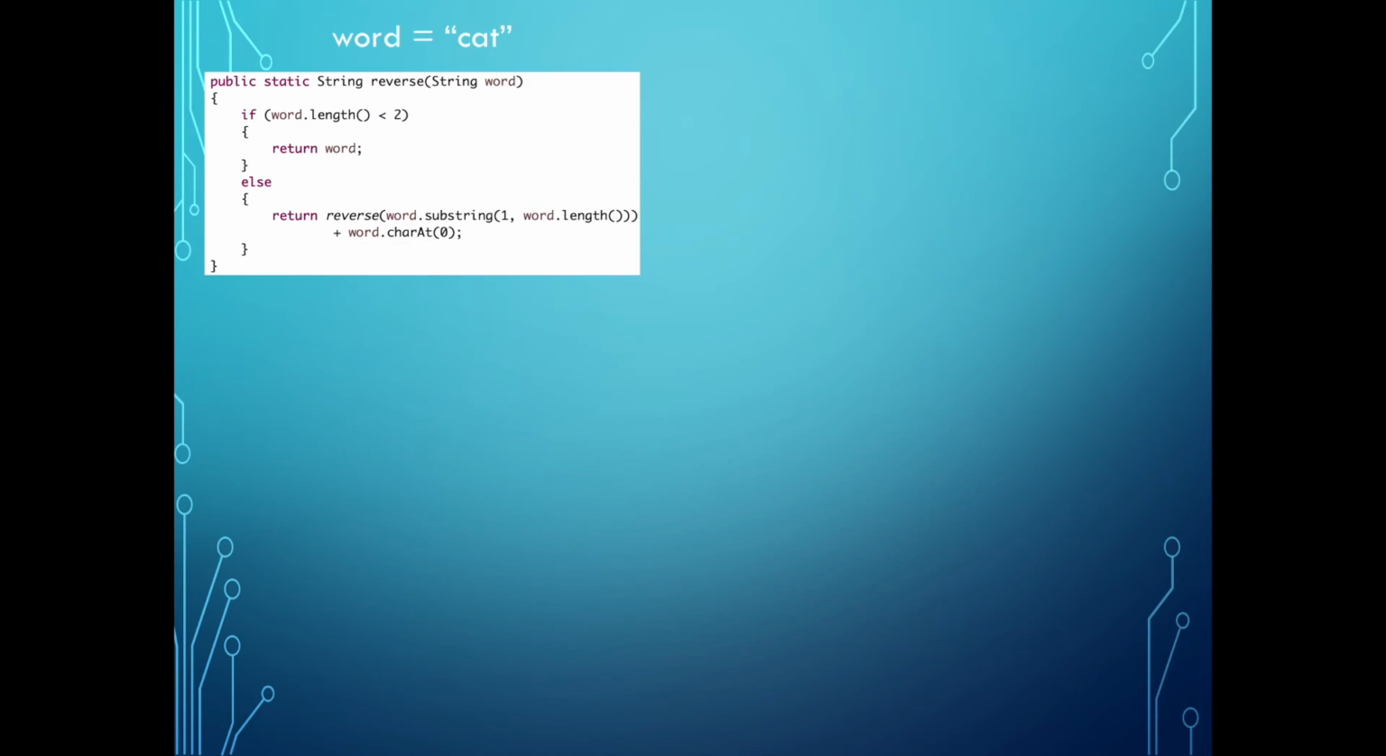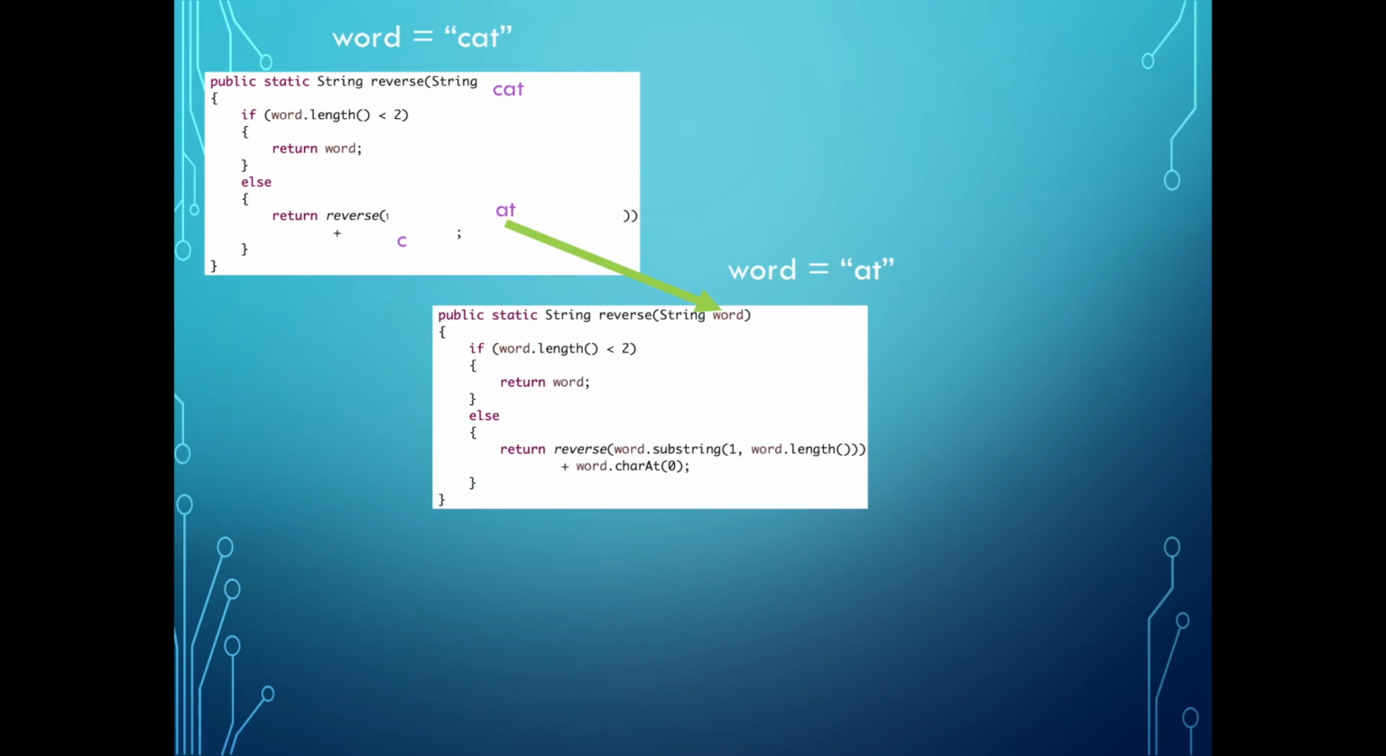Let's trace this method with the value of word being set to cat. The length of cat is 3, so the recursive case will trigger. The reverse method will be called again, with the word excluding the first letter as the parameter, and the first letter being held within the original method call. The string at will be the parameter of the next method call. The length of this, 2, is not less than 2, it's equal to 2, so the recursive call will be called again. The parameter for this call is just t, as the first letter a has been removed in the substring and stored in this method call.